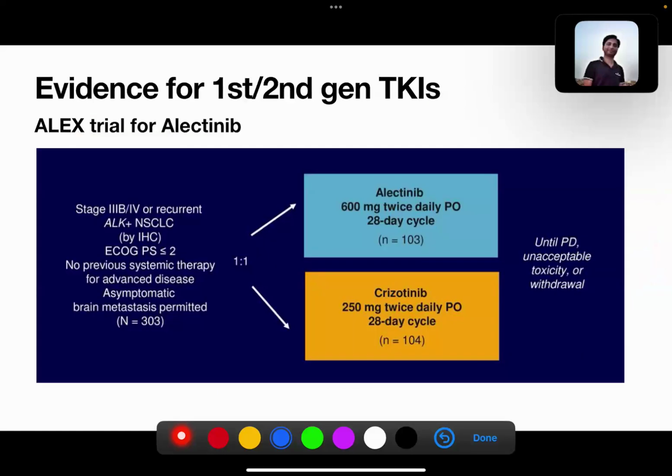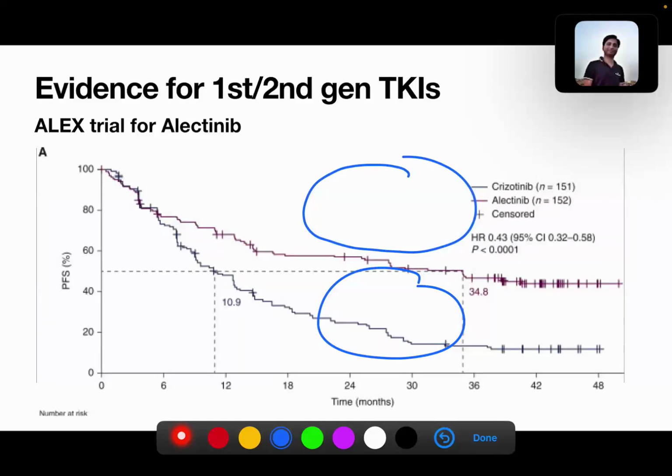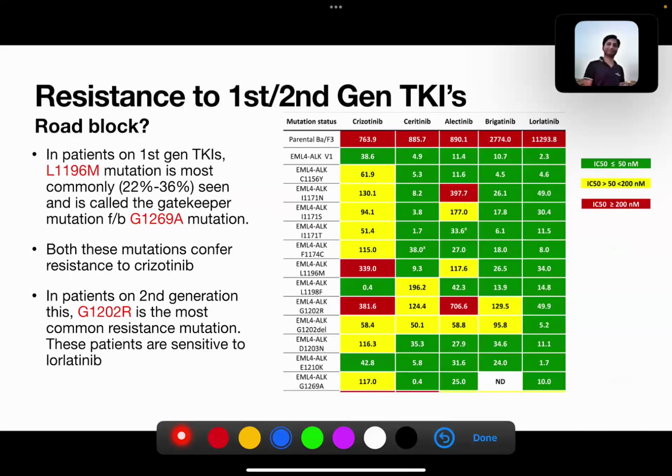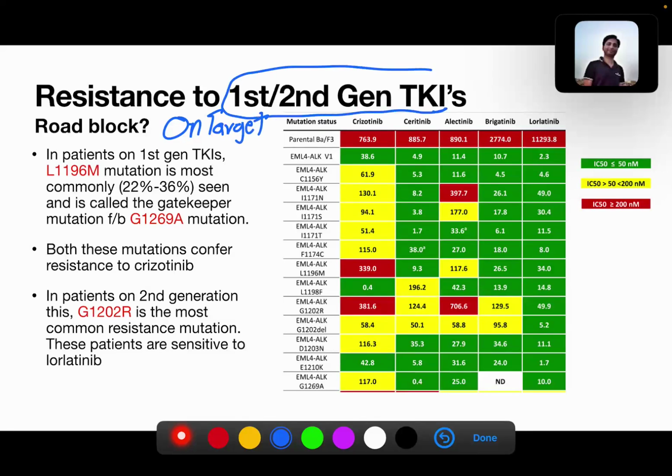So we'll focus on the Alex trial for alectinib, which compared alectinib 600 mg BD versus crizotinib. As you can see here, it led to a PFS benefit of 34.8 months versus 10.9 months, and that converted to an OS benefit. So once you have given your first and second generation TKIs, this leads to resistance. Okay. And usually it is an on target resistance post first and second generation ALK inhibitors.